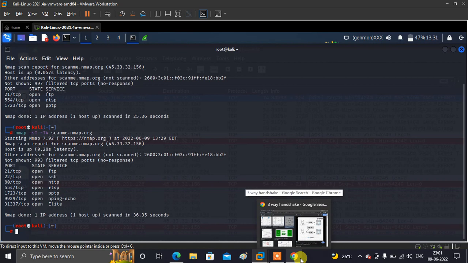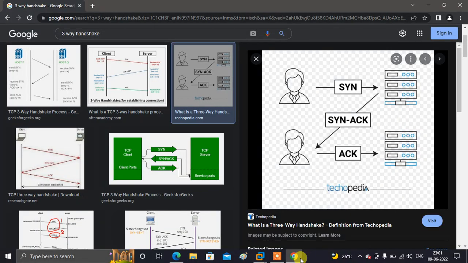Now we will discuss the half open scan, also called the SYN scan. Why is it called half open? I already told you what the three-way handshake is. It's a three-flag confirmation: SYN, SYN plus ACK, and ACK.